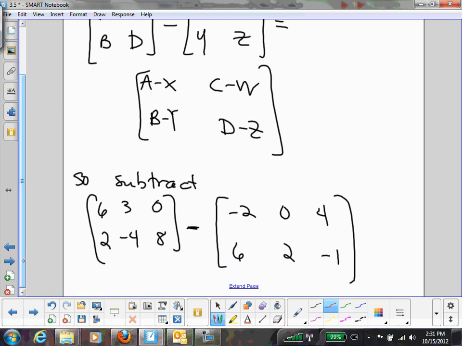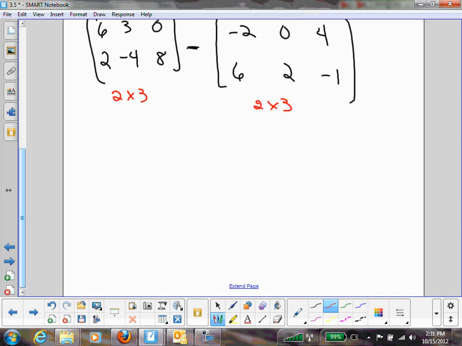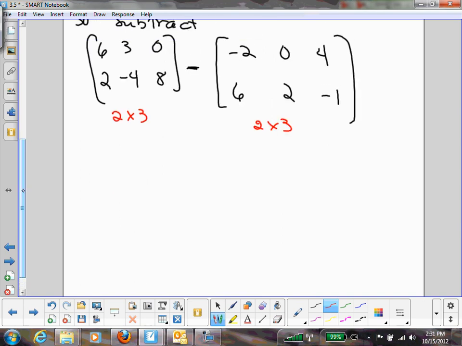So what are the dimensions of this one? This is a what? 2 by 3, and this one is a? Can I subtract those two matrices? And how many rows and columns will my answer have? It'll be a 2 by 3, right? Okay, so now let's do it.